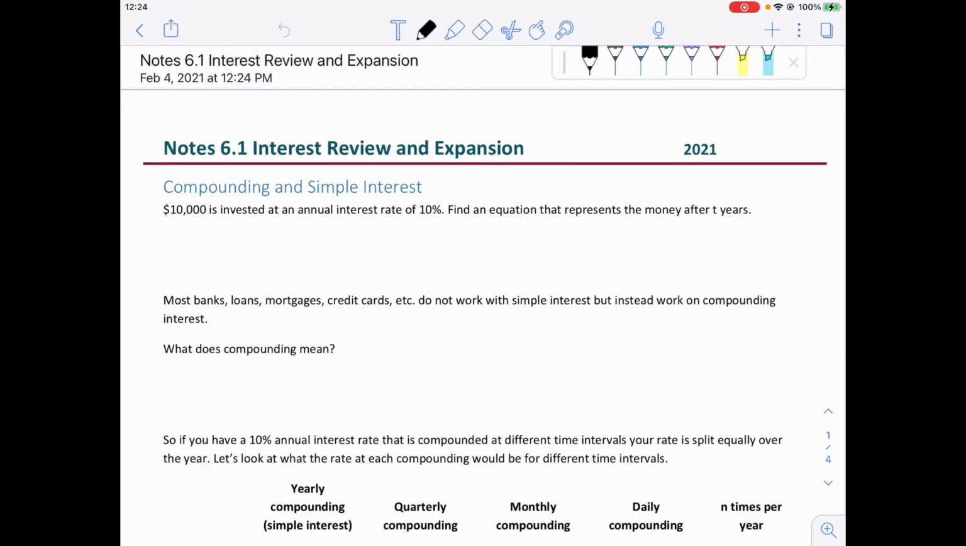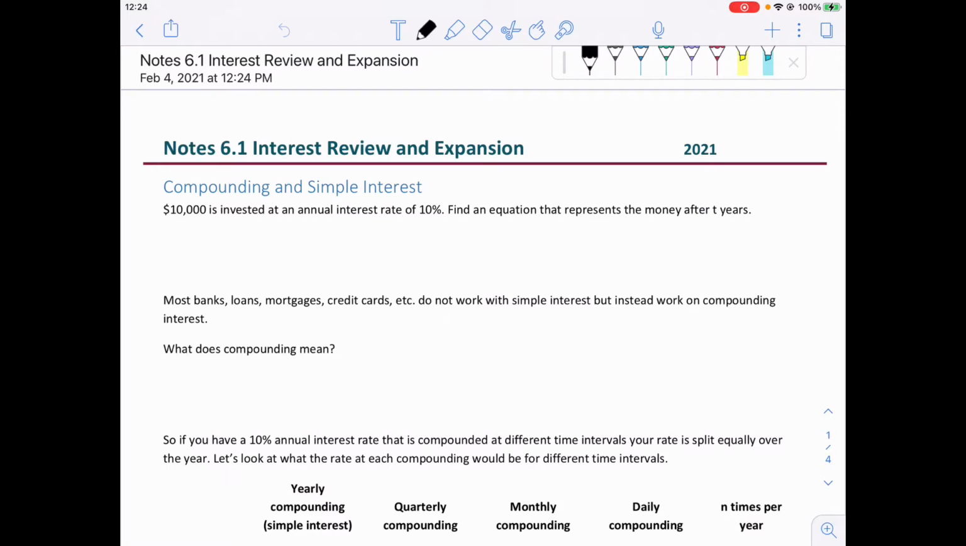Today we're going to be reviewing interest, which is something you should have seen before, and we're going to expand into one new interest formula this year. So when we're talking about interest, we might see something like this: $10,000 is invested at an annual interest rate of 10%.